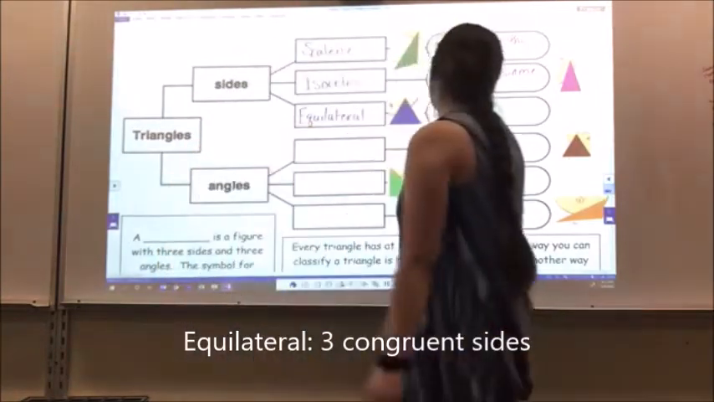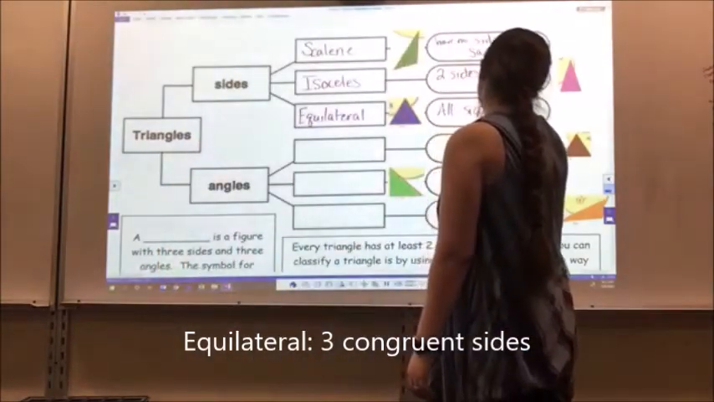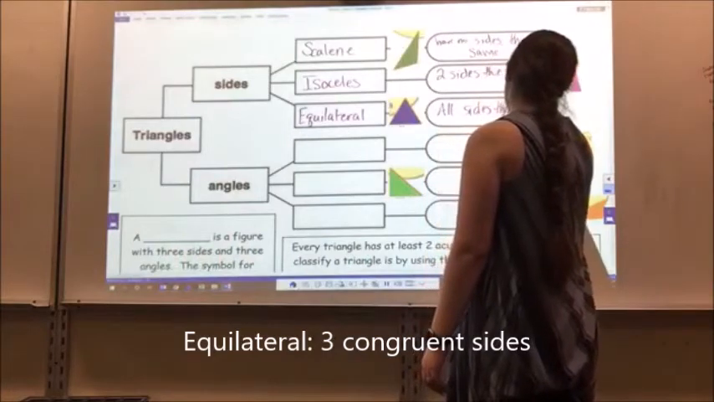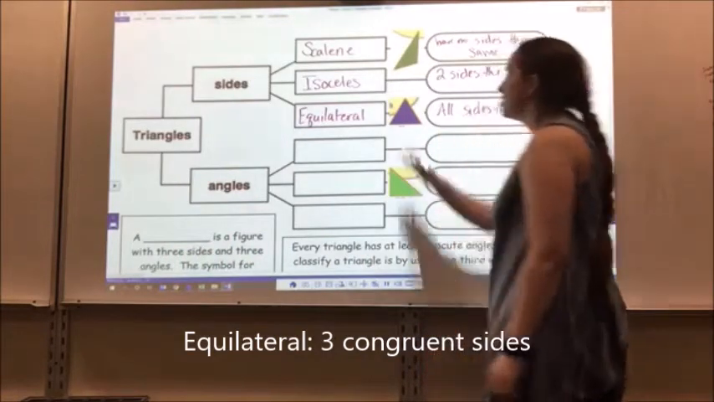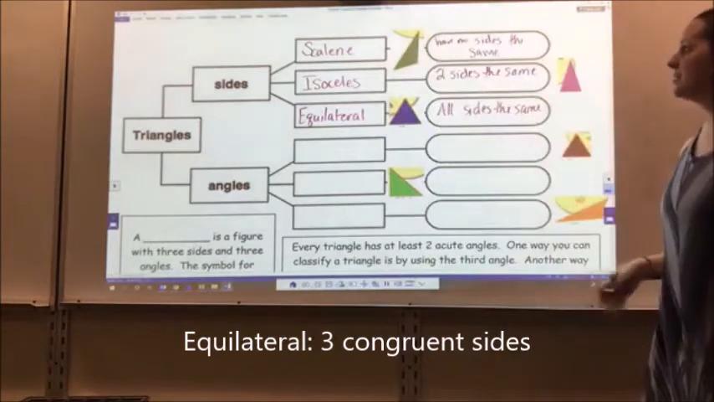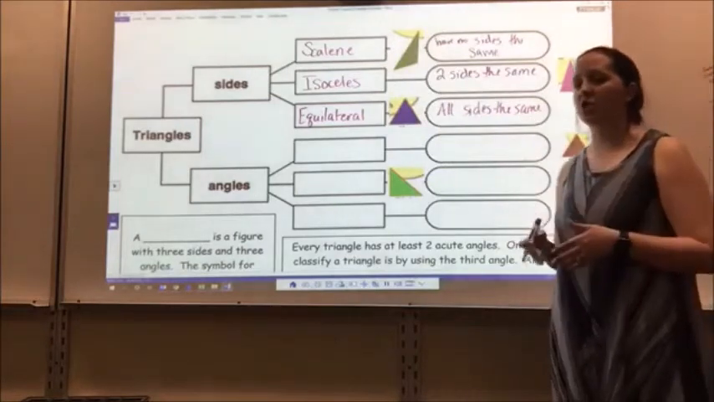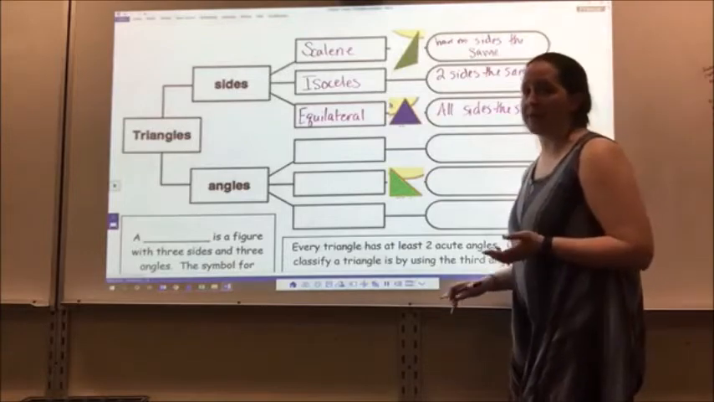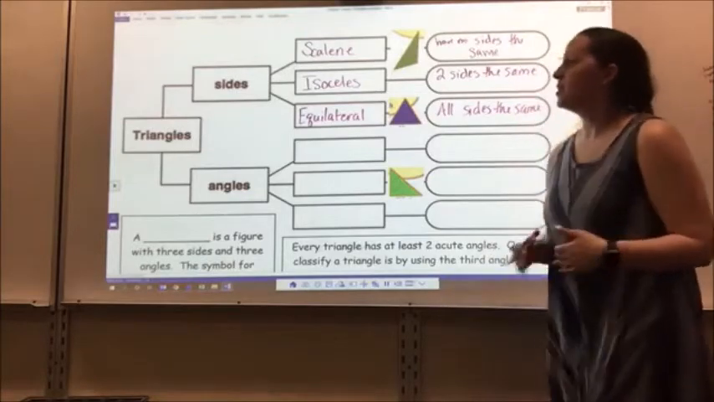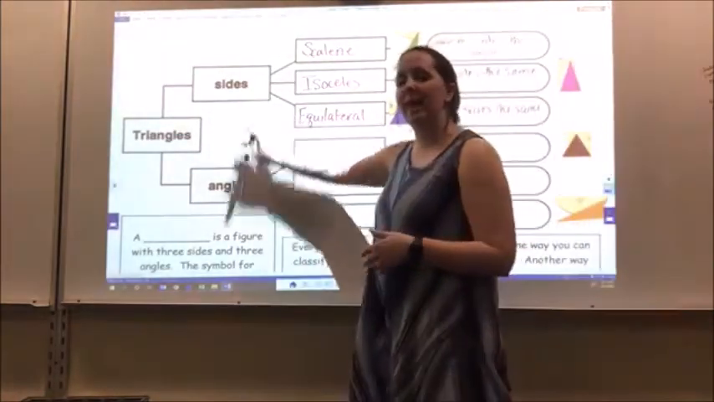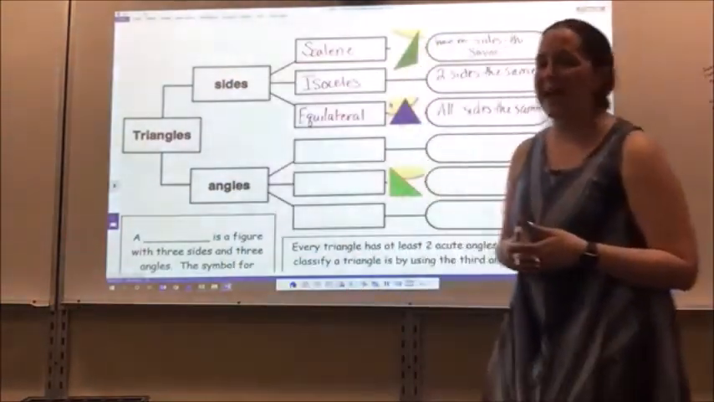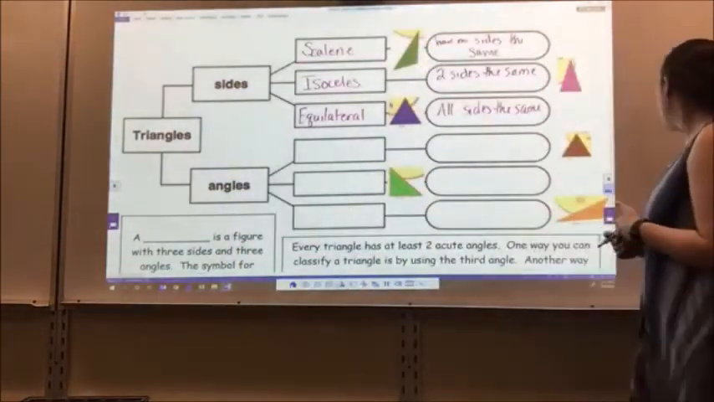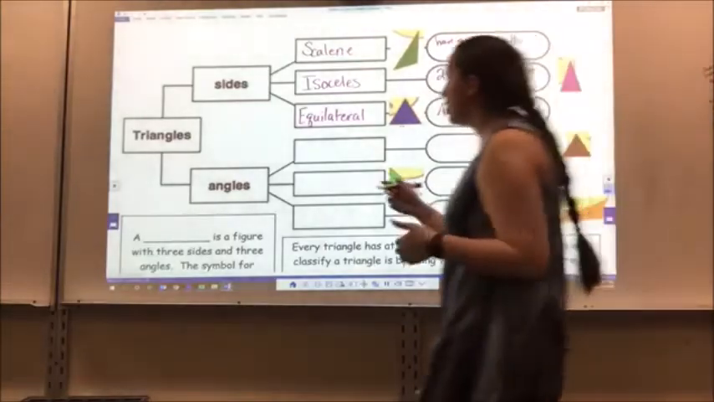Equilateral triangles have all sides the same. So scalene has no sides the same, isosceles has 2 sides that are the same, and equilateral triangles have all 3 sides that are equal. So we can classify triangles by sides. We can also classify them by angles. The first one we can have is an acute triangle.